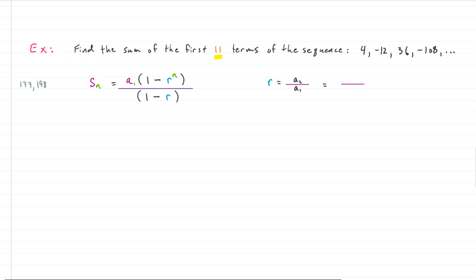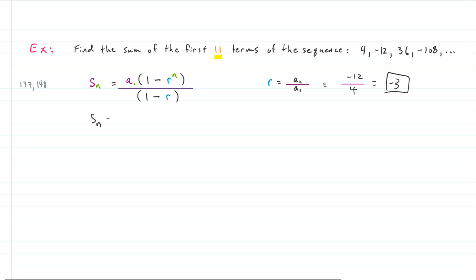Our first term is 4, so we'll put that in the denominator. Our second term is -12. We'll put that in the numerator. This gives us -3. -3 is our common ratio. Now we can just write out our problem here.